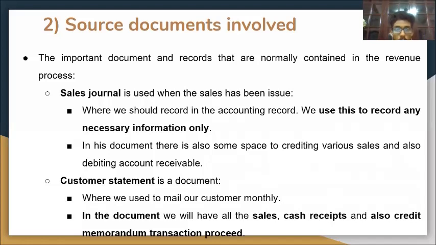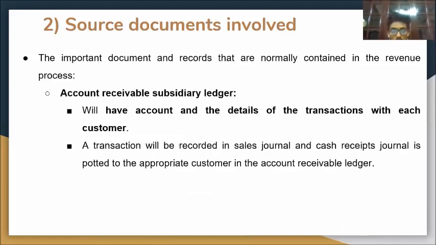The sales journal is used when the sales have been issued, where we record them in the accounting records. We use this to record only necessary information. In this document, there is also space for crediting various sales and debiting accounts receivable. The customer statement is a document we mail to our customers monthly. In the document, we have all the sales, cash receipts, and credit memorandum transactions. The accounts receivable subsidiary ledger will have an account and the details of the transactions with each customer.